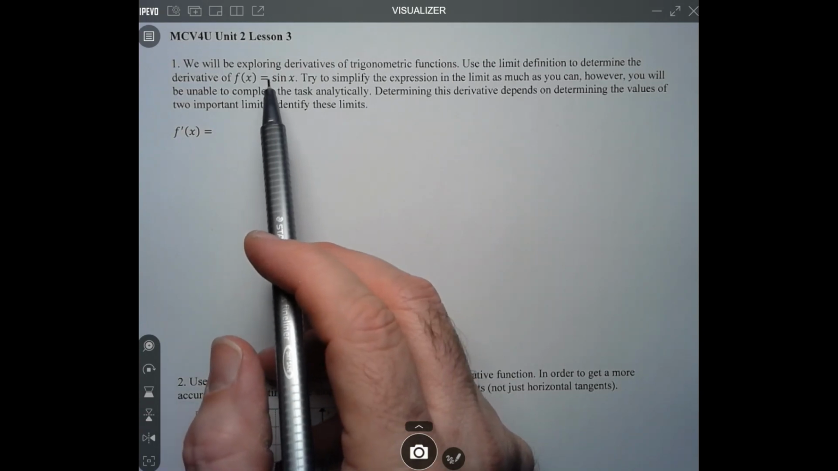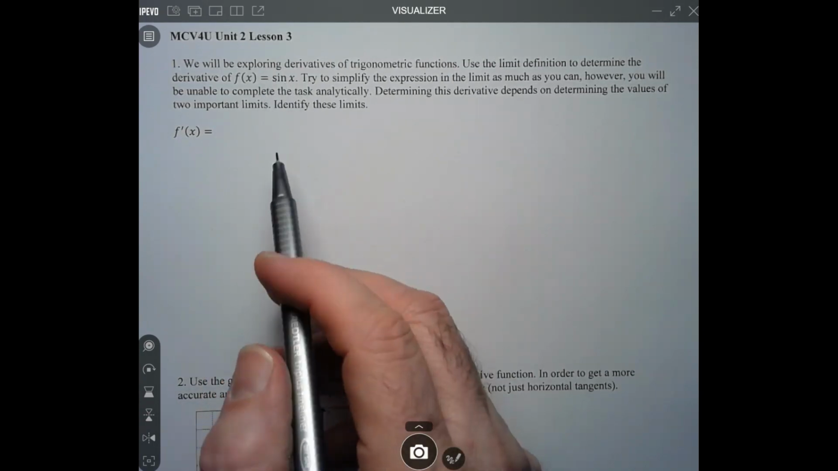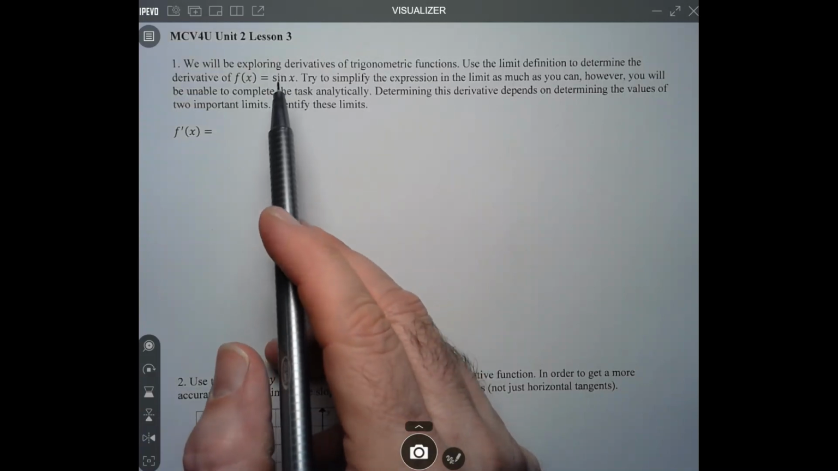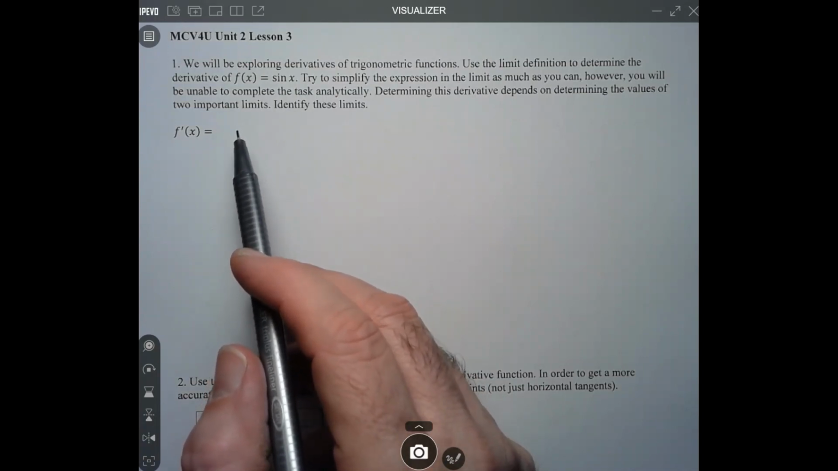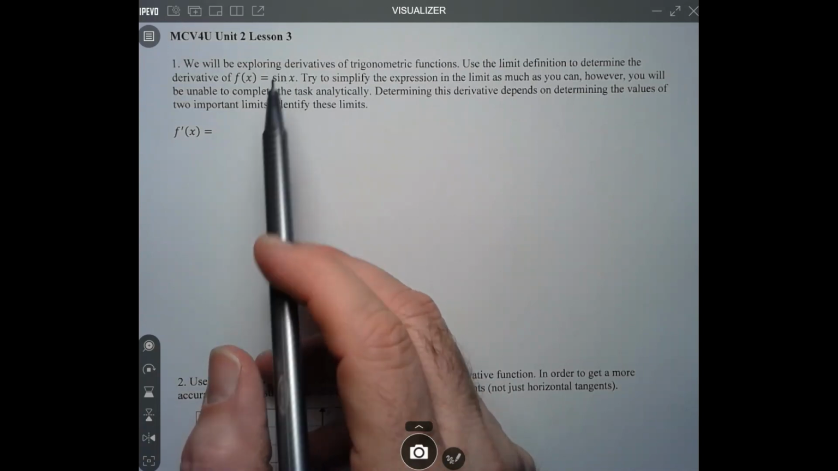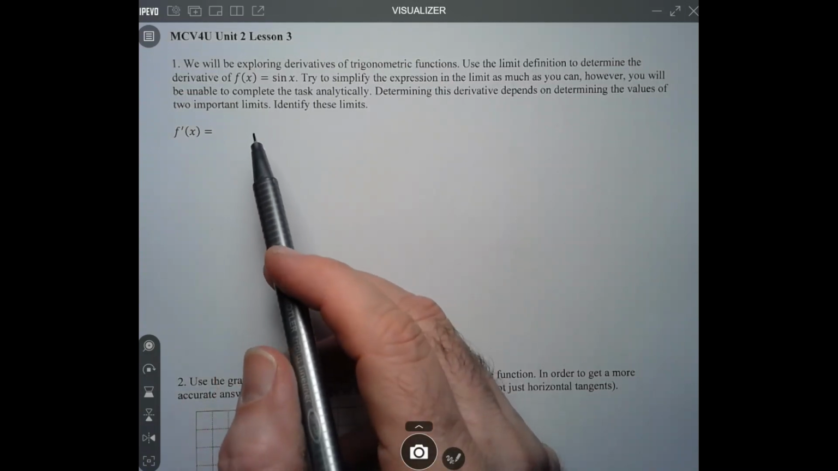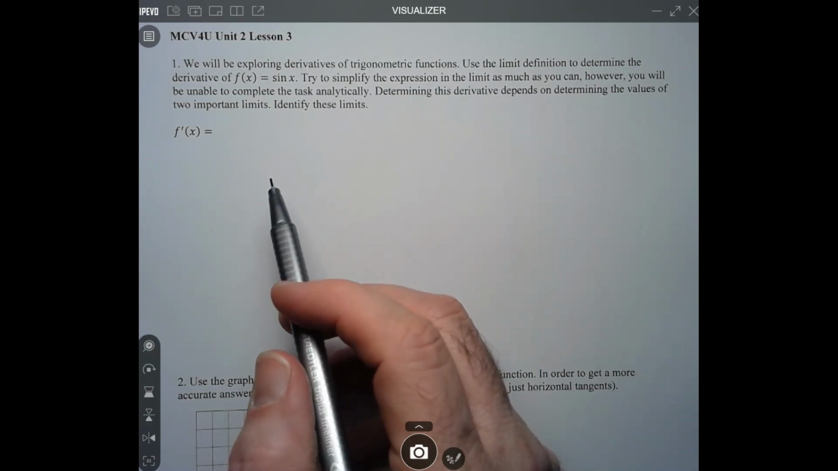All right, so your first task. Sine x is a completely different function from any of the other functions that we've worked with so far, so we need to start from scratch. I want you to go back to the limit definition of the derivative, apply that to finding the derivative of sine x, and simplify it as far as you can. So make sure you look up any identities that you think might be useful.